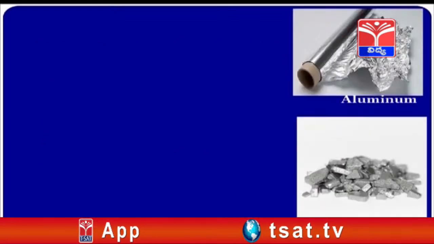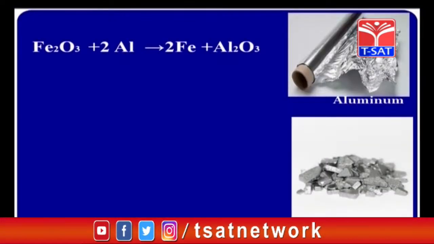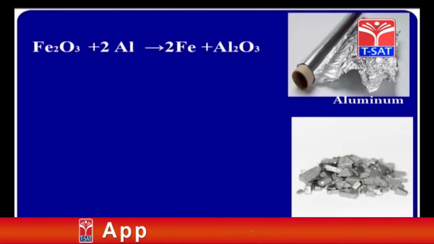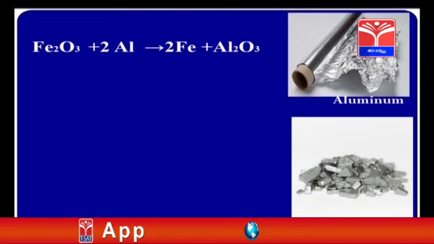Children, now let us write a chemical equation by adding the physical states. Here we have a chemical equation which we are familiar with: Fe2O3 plus 2Al gives rise to Fe plus Al2O3. You can find that both aluminum and iron are solids. Similarly, iron oxide is a powder, meaning solid, and aluminum oxide is also a powder, so it is also solid. So all the reactants and products are in solid state.